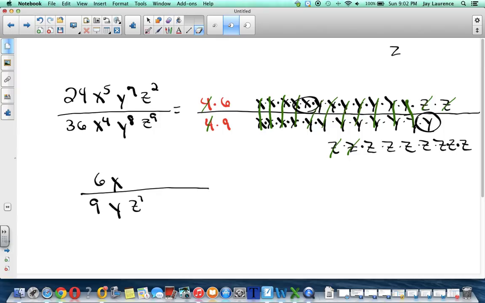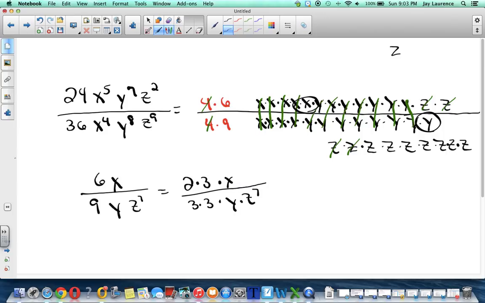There you go. Now, the 6/9 can be simplified. So I'm going to rewrite this as 6 as 2 times 3 times x, and 9 as 3 times 3 times y times z to the 7th. I'm not going to write out all those z's because they're not going to cancel each other out. There's nothing to cancel within the numerator. All right, these 3's can cancel. And so my simplified fraction will be 2x. 2 times x is 2x. And 3yz to the 7th power. There you go. Pretty easy stuff.